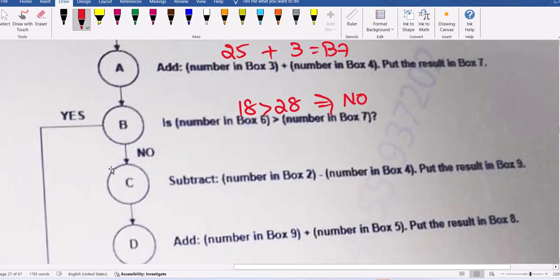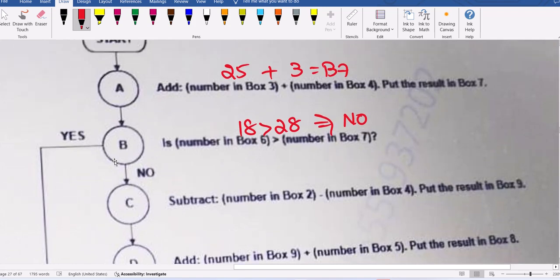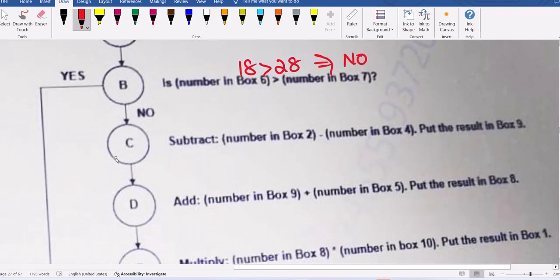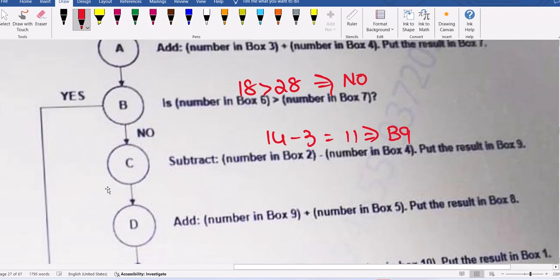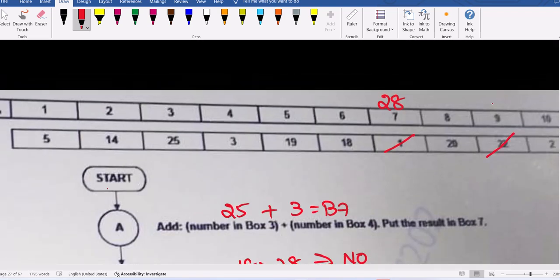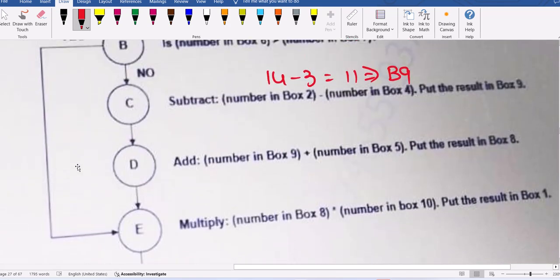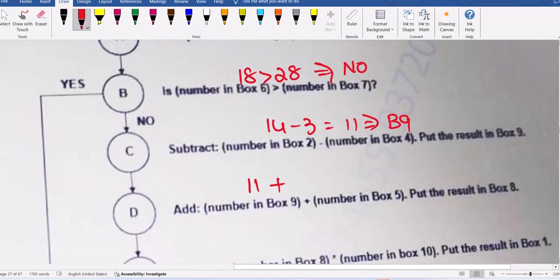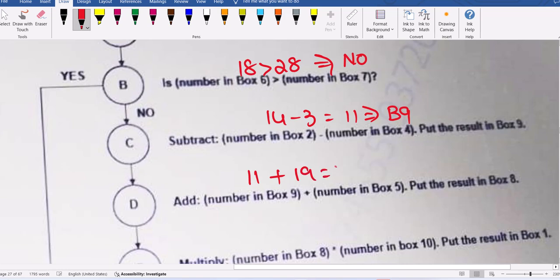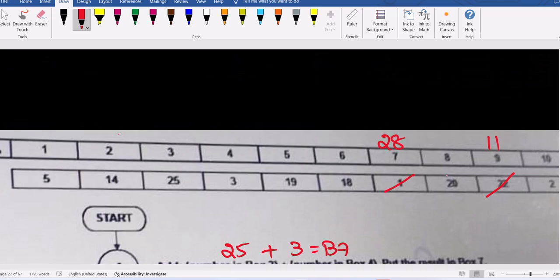What is the next step? Box 2 should be subtracted with box 4. Box 2 is 14, box 4 is 3, subtract, we get 11. Update that in box 9. Box 9 becomes 11, instead of 22. Then box 9 plus the number in box 5 should be added and put in box 8. The number in box 5 is 19, the result is 30. Box 8 becomes 30, 29 previously.